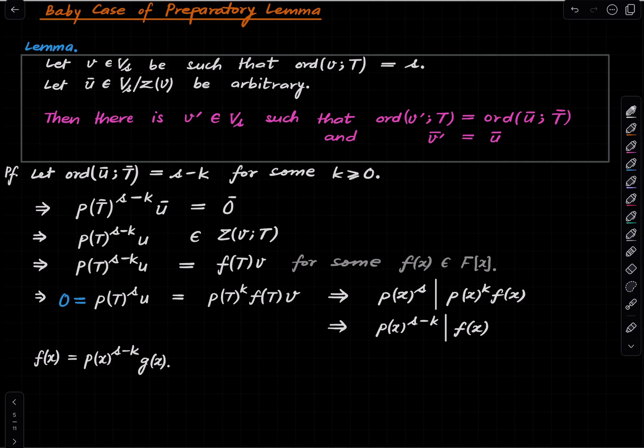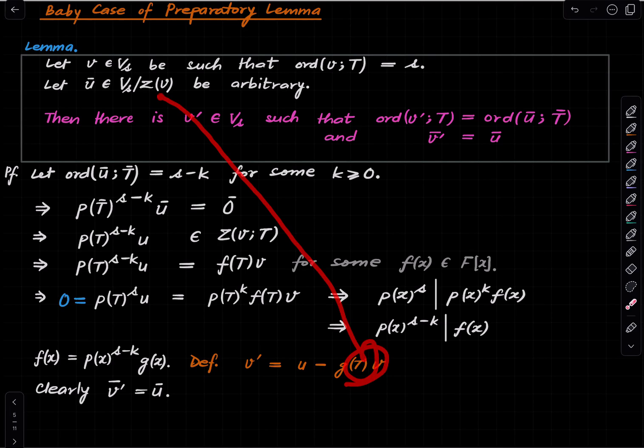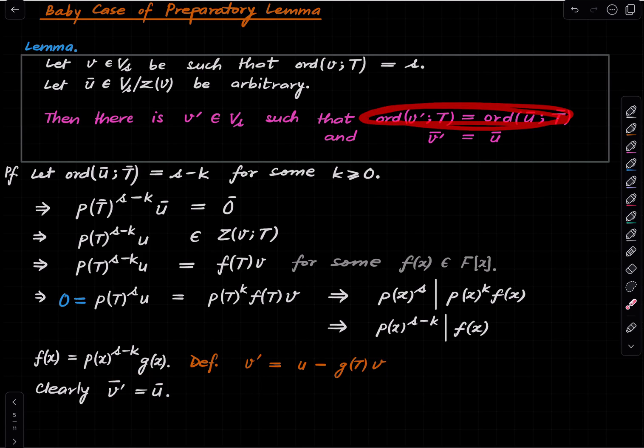All right, and now define v prime as u minus g(T)v. And this is the key step. This is the construction that one has to come up with in order to solve this lemma. So we define v prime like this, and clearly then v prime bar is u bar because this is already lying in the cyclic subspace generated by v. So once you take the bar, this dies, and hence we have this. So we just need to now prove the second guy.